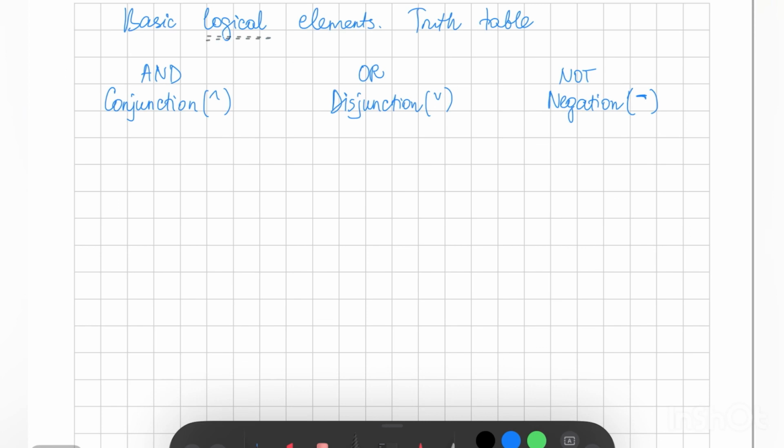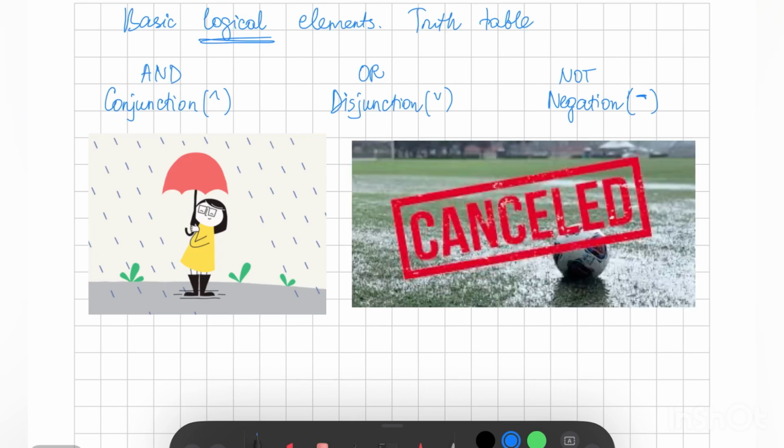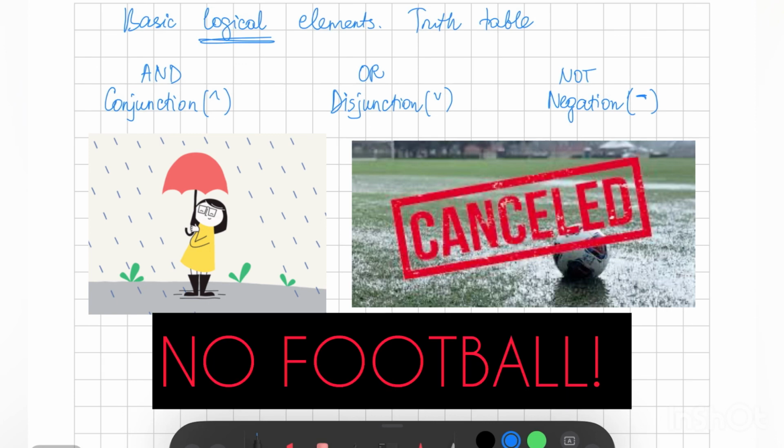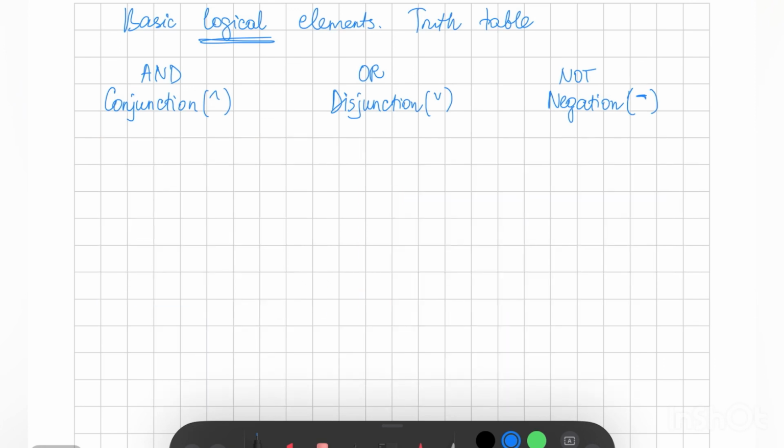If we hear the word logical, it means we have conditions. We have input, like input is our condition, and we have outcome, which is output. If it is raining outside and if the football game is cancelled are two conditions, and the outcome or output will be not playing football, right? So to write these conditions and their output, we use truth table.